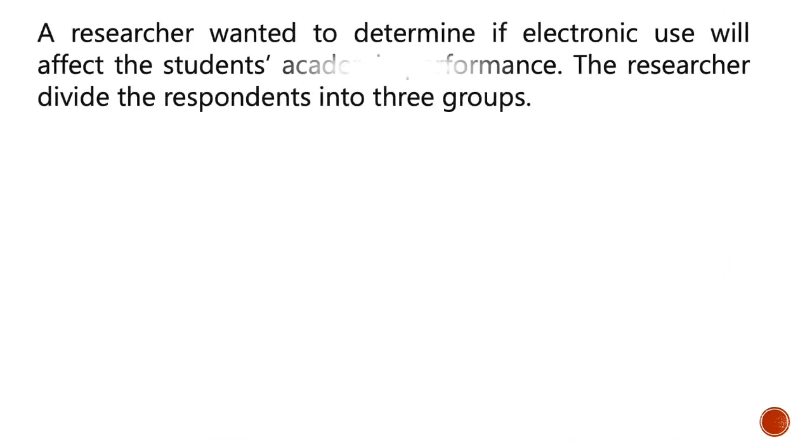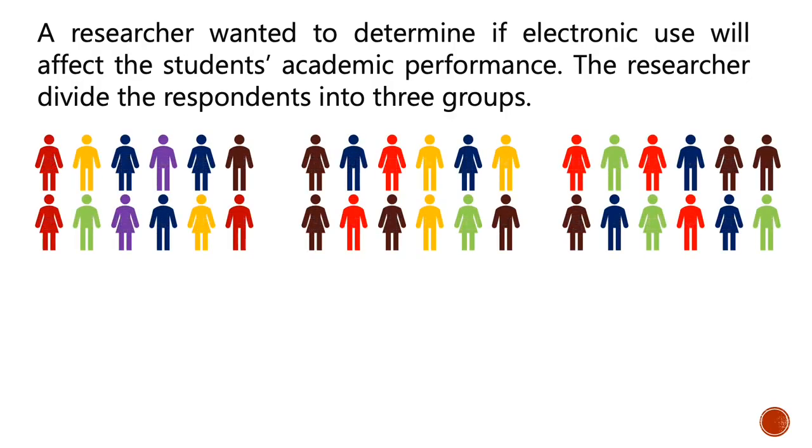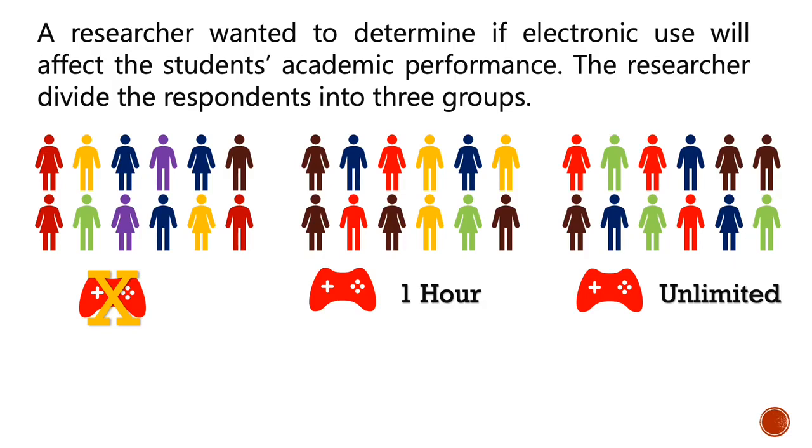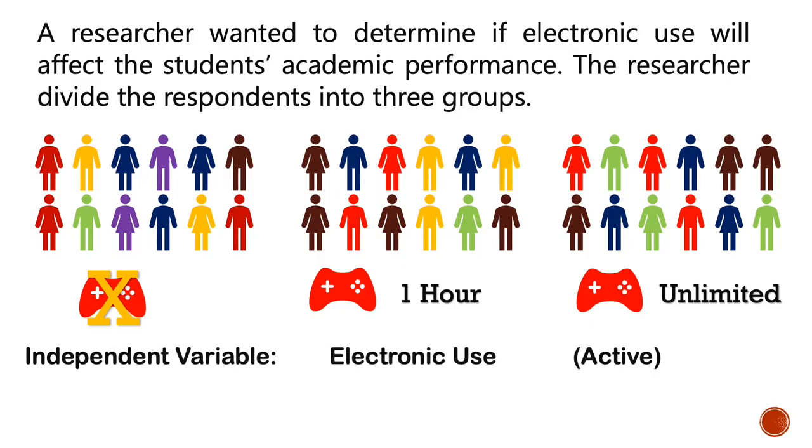For us to clearly identify what is an assigned independent variable and what is an active independent variable, let us consider this scenario. A researcher wanted to determine if electronic use will affect the student's academic performance. The researcher divided the respondents into three groups. The first group with no electronic use, 1 hour of electronic use for the second group, and unlimited electronic use for the third group. In this context, the independent variable is electronic use.